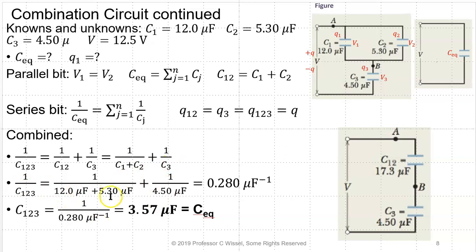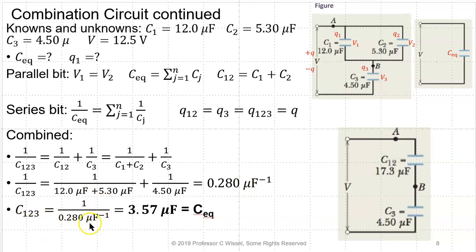Now we can plug some numbers in here. 1 over 12.0 microfarads plus 5.3 microfarads plus 1 over 4.5 microfarads, and that equals 0.280 inverse microfarads. Now remember it's 1 over this. This is where people make this mistake. As long as you put units on things correctly, you're not likely to forget this final step.